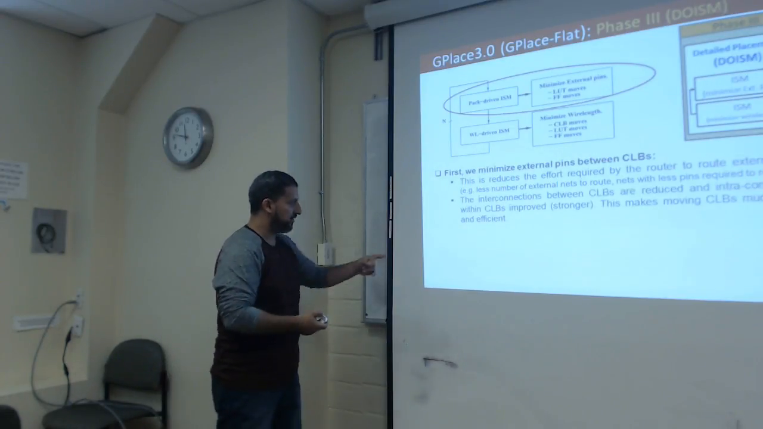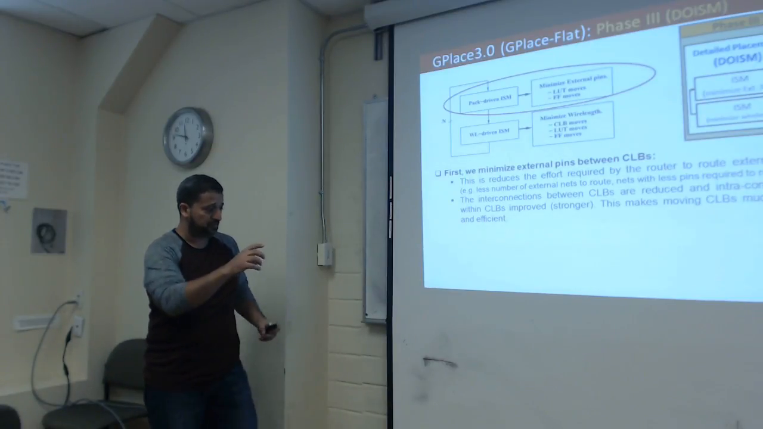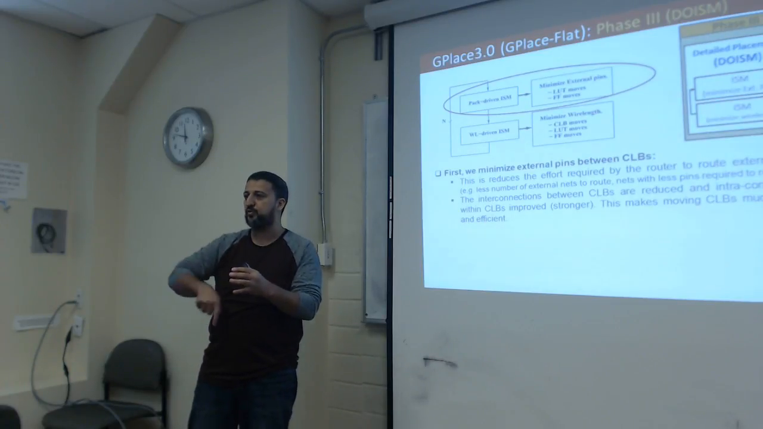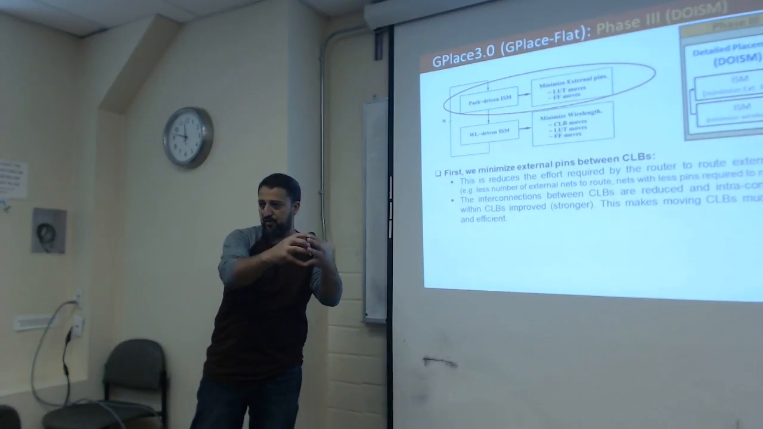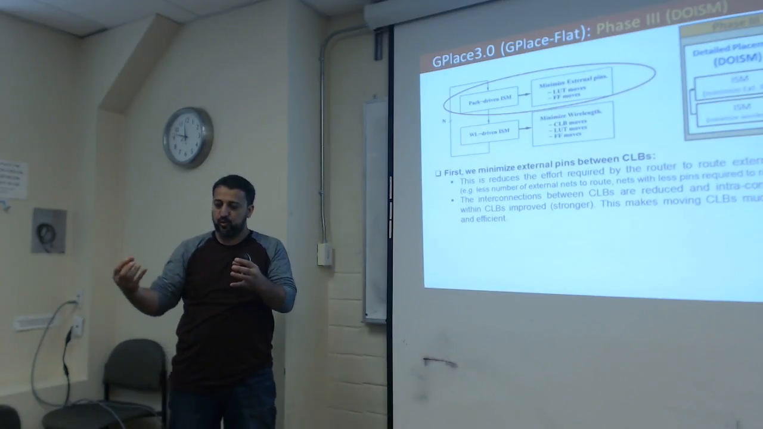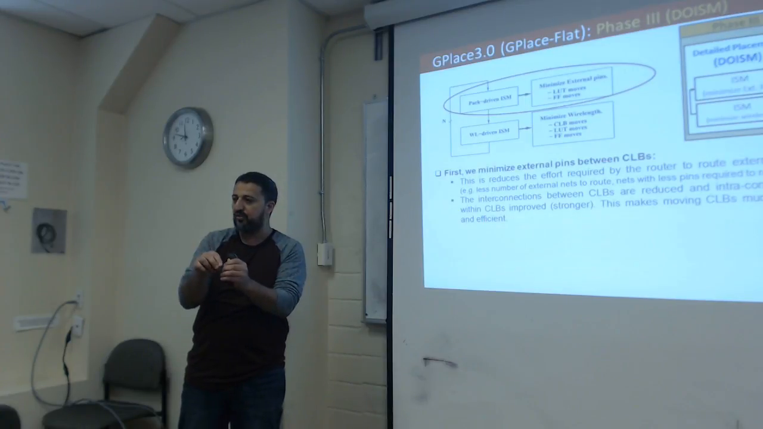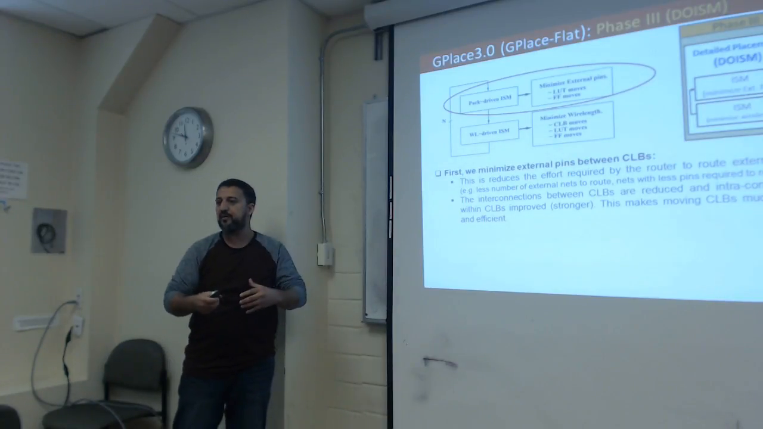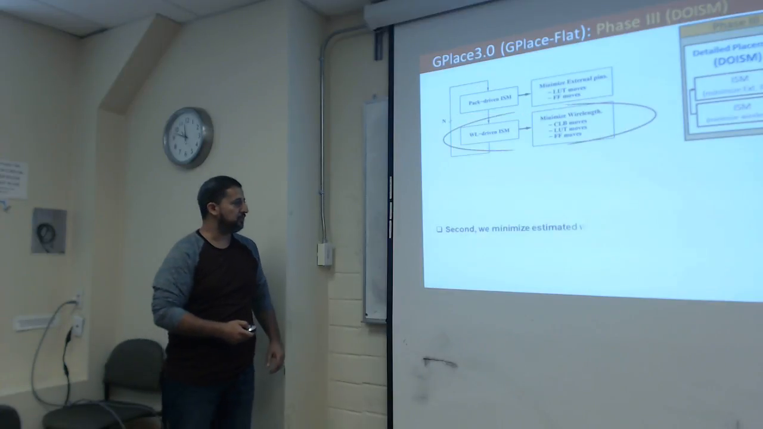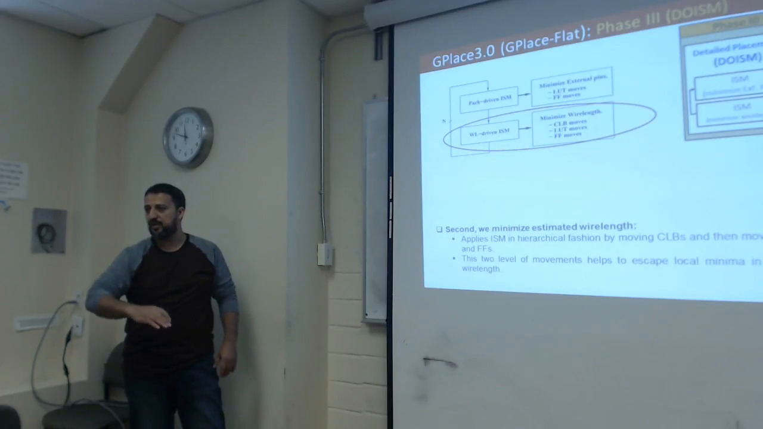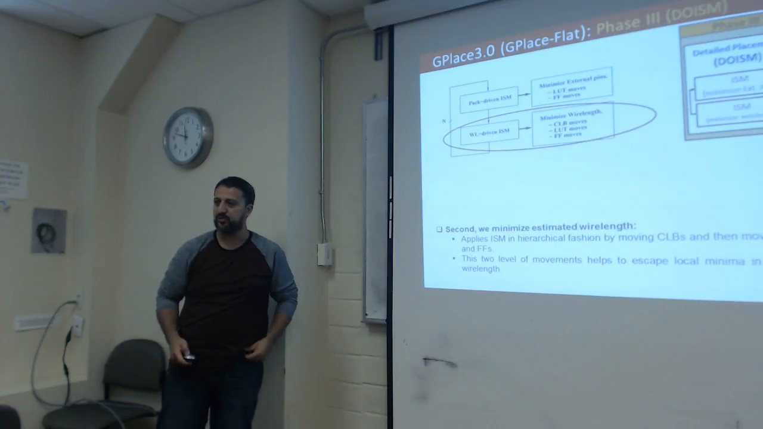But the most interesting thing is, because of the interconnections between CLBs, if you are not doing explicit packing, you have lots of interconnections between CLBs. That makes the movement of the CLB very restricted. So we try to optimize or minimize the external nets so that we reduce the interconnection between the CLBs, as well as make the connections within the CLBs stronger. So this makes the movement of the CLB more effective and efficient. And when we do that, we then apply optimizing for wire length in a hierarchical fashion, CLBs, LUTs and flip-flops, so that will optimize more.